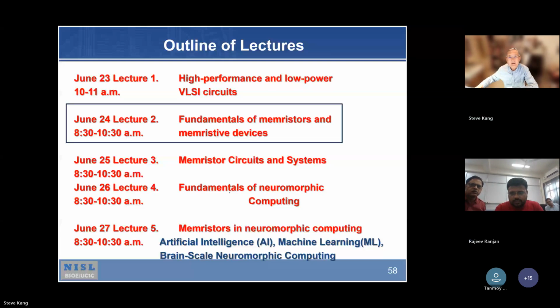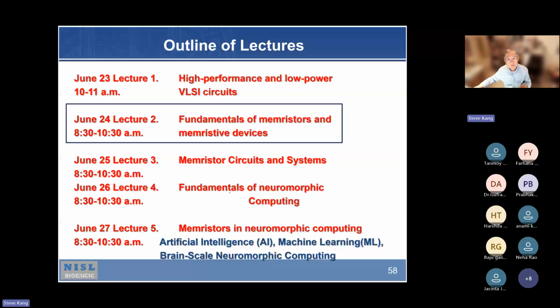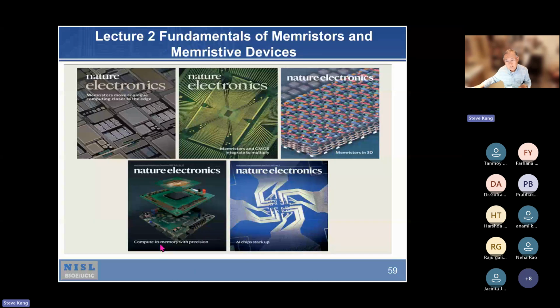So it's about the basics of memristors and memristive devices. And as you can see, there's lots of interest in the world. Nature Electronics, a few different issues address memristors and CMOS, or 3D memristors. Also, it talks about computing in memory and the AI chips, etc. So there's lots of interest in memristor related to AI.